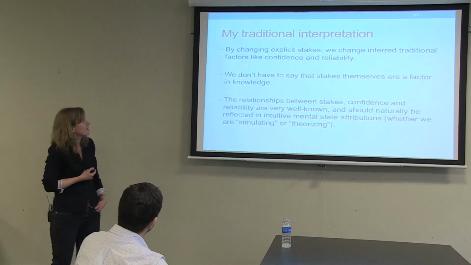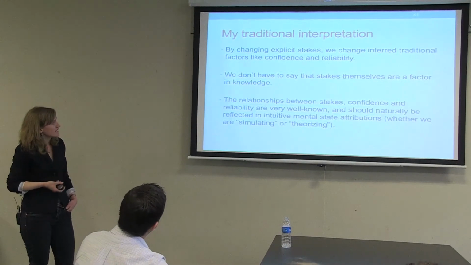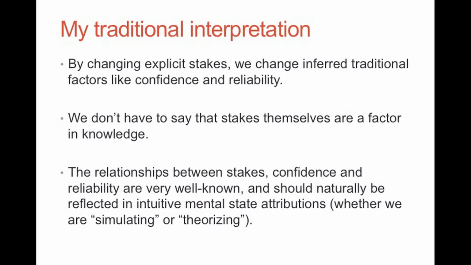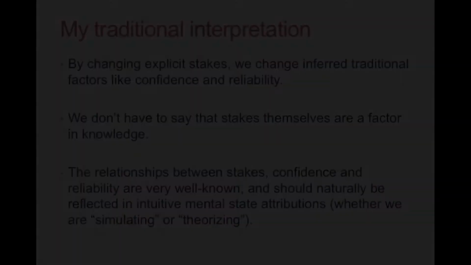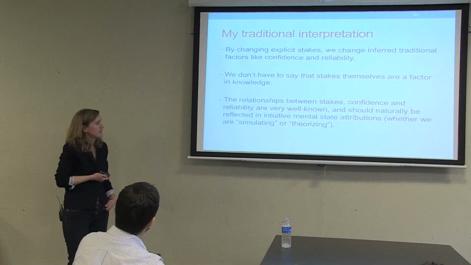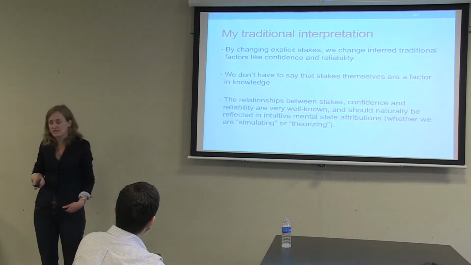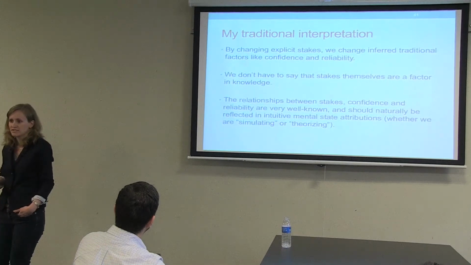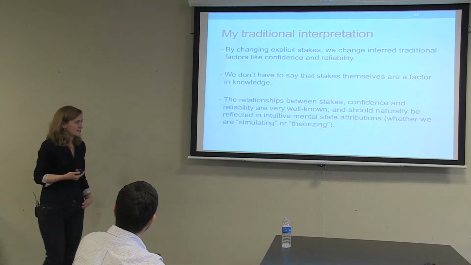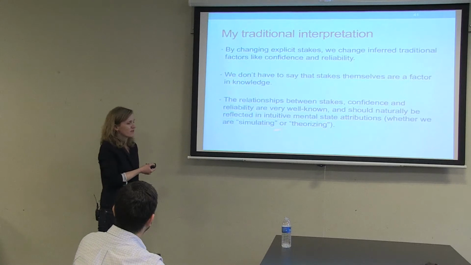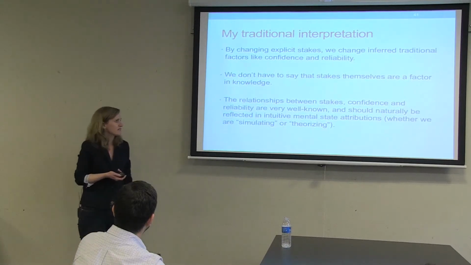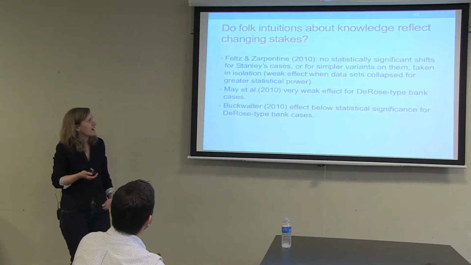Okay, so changing stakes means you're going to be changing inferred traditional factors like confidence and reliability. I don't think you have to go for pragmatism or interest relative invariantism. And these relationships are very well known, and they should be naturally reflected in our intuitive mental state attributions on any of our dominant theories of mental state attributions. And there's actually some relatively direct evidence for that going back to the 70s I can talk about if you want.